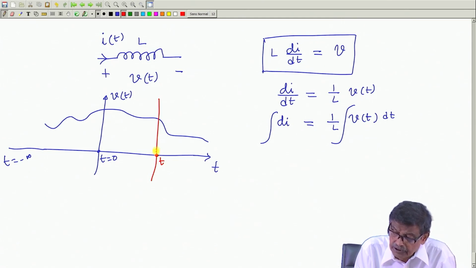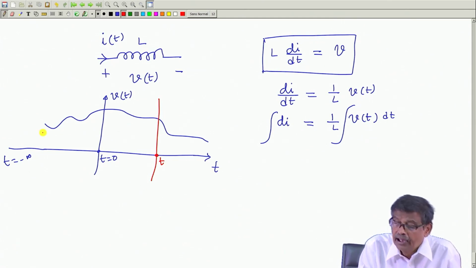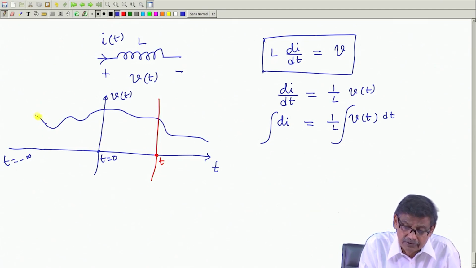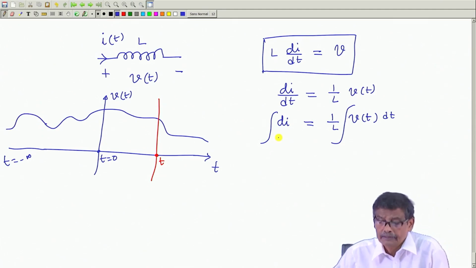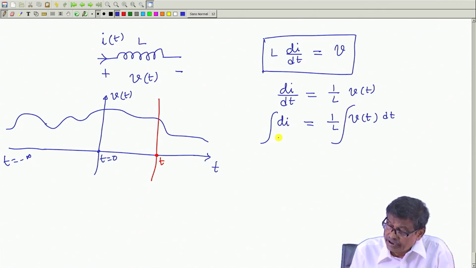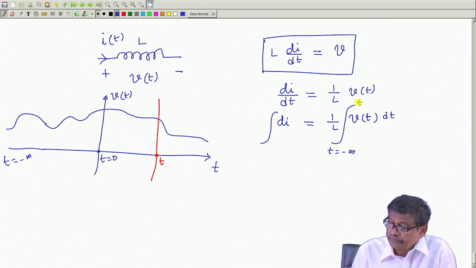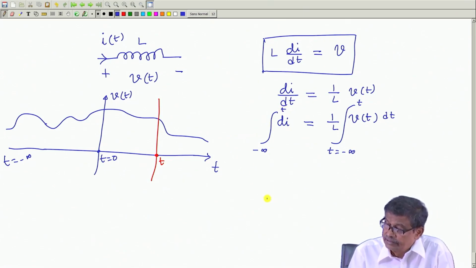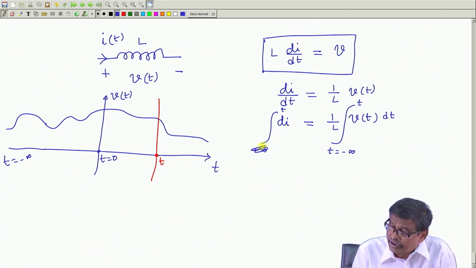At this time t, what will be the current, knowing that I have applied this sort of voltage, whatever it is, V(t)? Then, to find the current at any time t, I have to integrate this from t equal to minus infinity to t, and this side also from minus infinity to t. This is the integration I have to do.